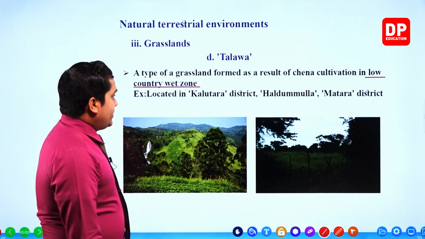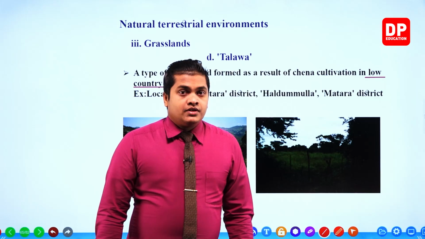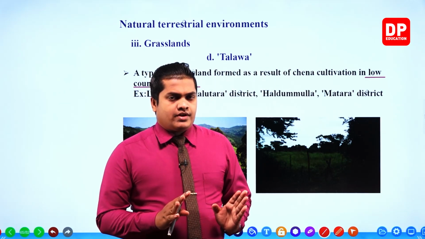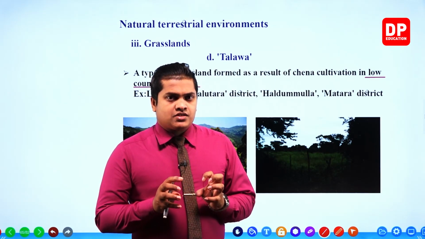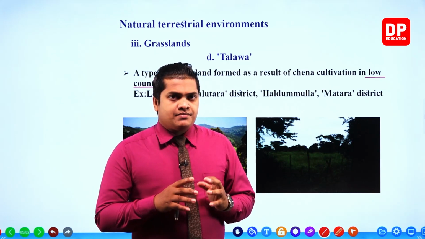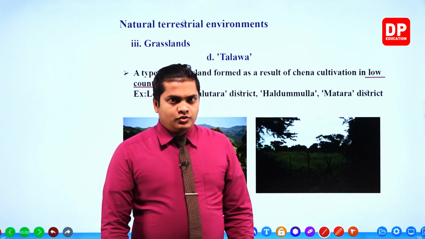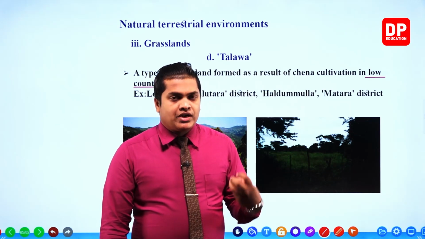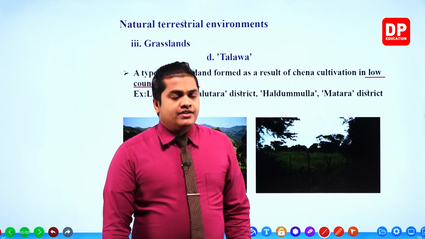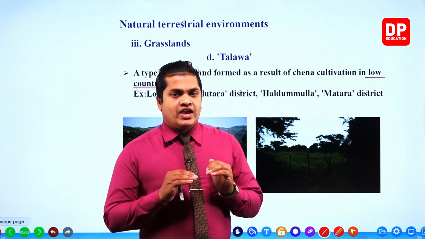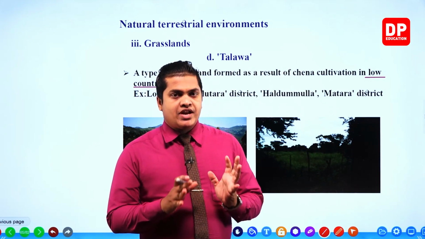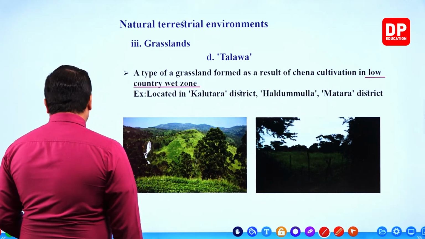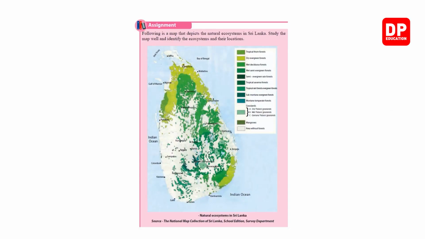Okay. So my dear children, these are the special types of natural terrestrial environments. We discussed forests, then thorn bushes and scrublands, then grasslands. So these are the main types of natural terrestrial environments. Right then, my dear children, now we have studied all the ecosystems related to natural environments. So let's see what the other contents in the lesson are. You are given a Sri Lankan map here.